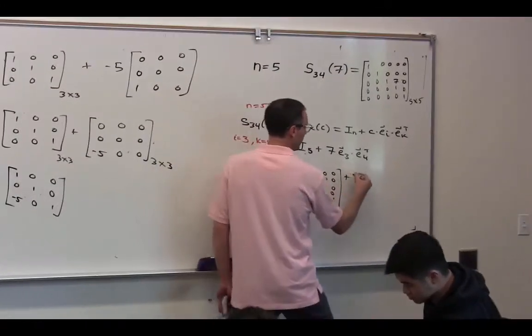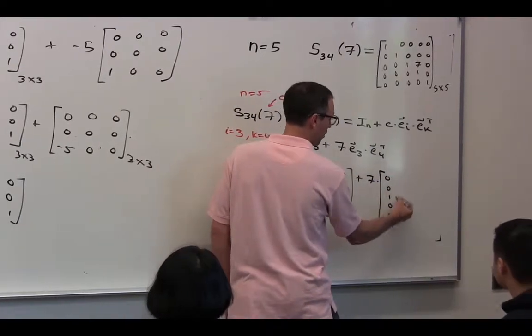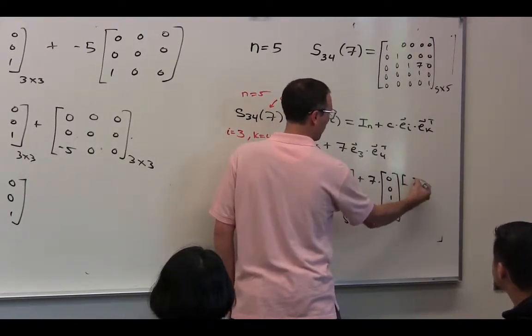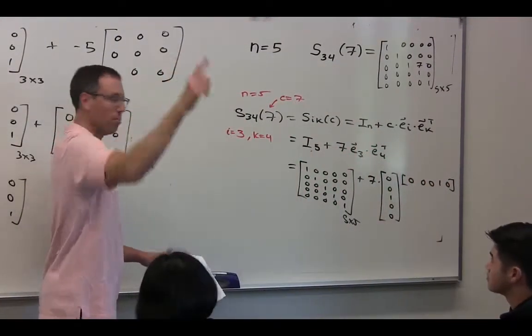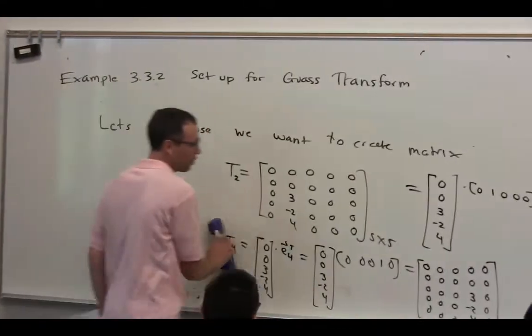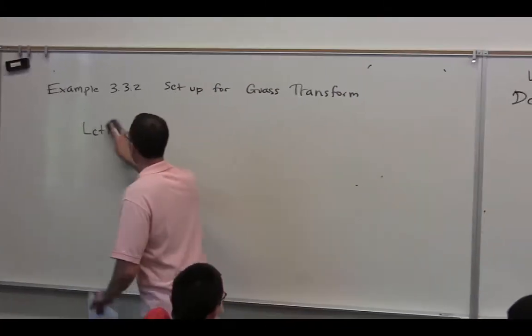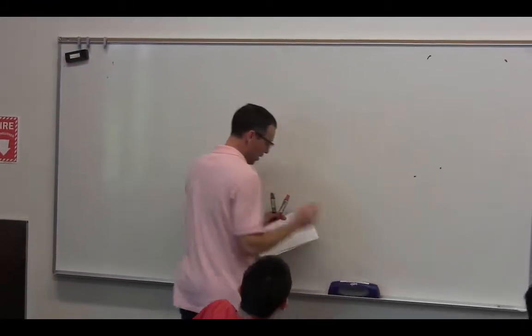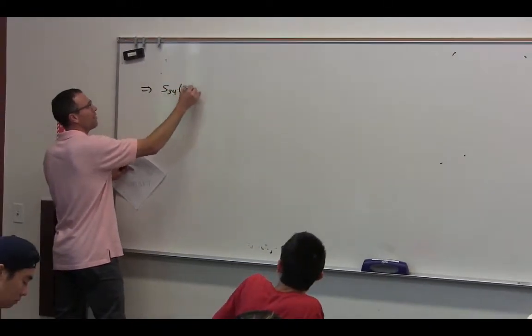All right, what about this one? 0, 0, 1, 0, 0 times what? 1, 0. Maybe we'll go boom. Should I split the red c's? And I'll do a really active one. All right, let's keep going. So this implies that S 3, 4 of 7 is what?